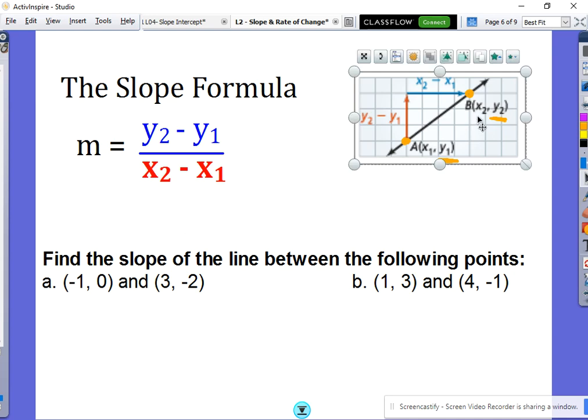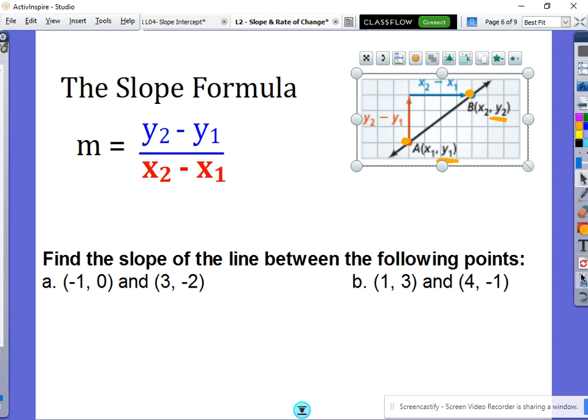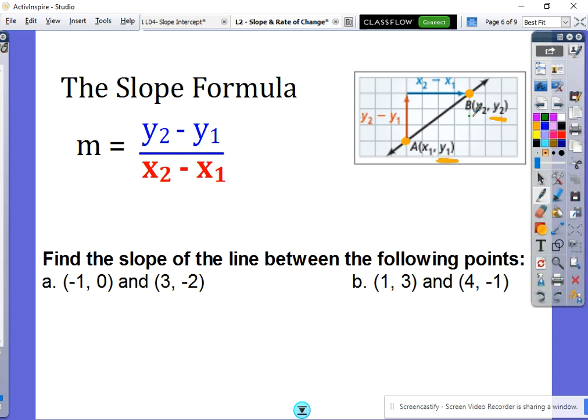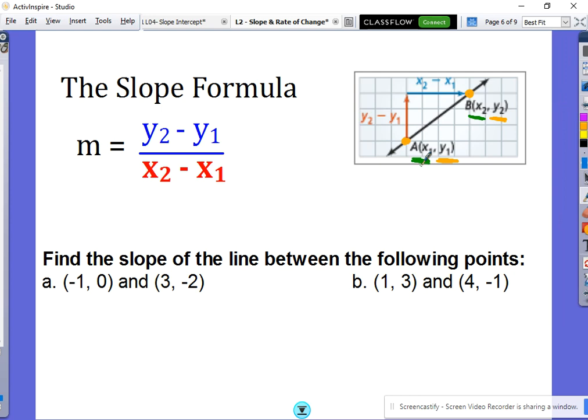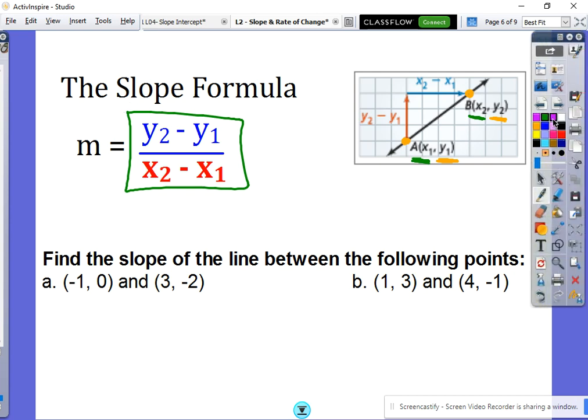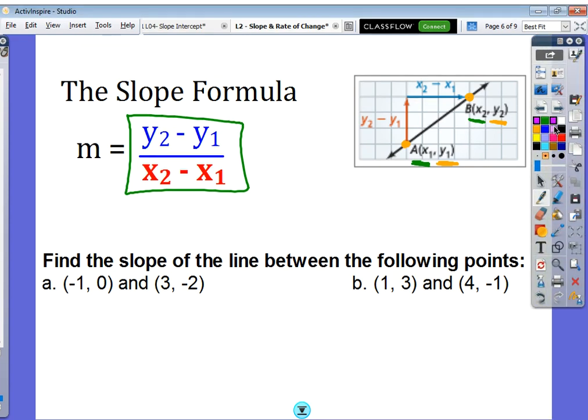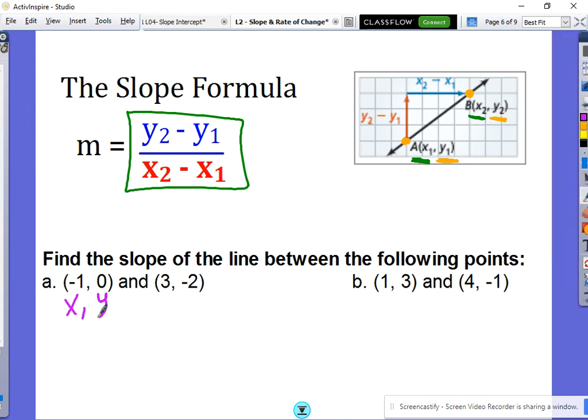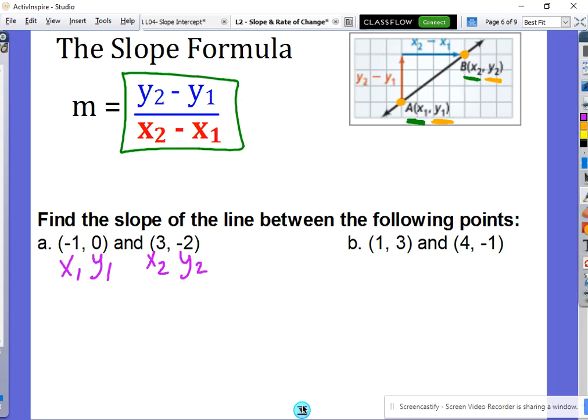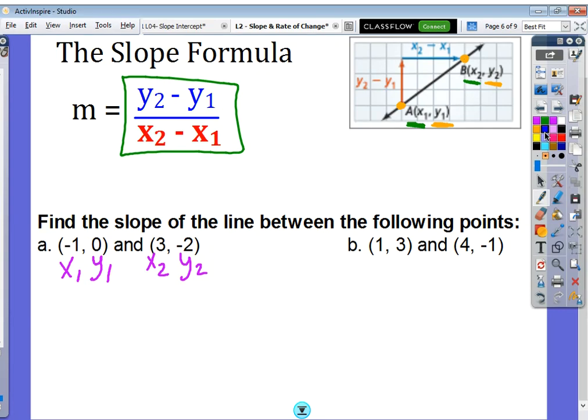Now, we then divide that by the x's. X2 minus x1. Subtract that x1 from the x2. This formula is so important to be able to find the slope between 2 points. So I'm going to model it for you and then let you try the second one on your own. First thing I'm going to do is label my points. Don't be lazy. Label our points so that we know which one we're talking about. If we don't label them, we're probably going to screw up which one goes where.